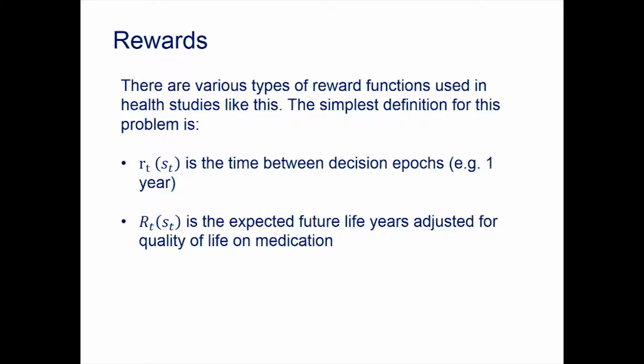I'm not going to turn this into a political talk, but if people have insurance and have access to it, they may care only about their quality of life, length of life, but also quality of life. And so the simplest thing would be to say that the immediate reward is just the time between decision epochs. So if it's annual, you pick up a year for every year you haven't had an event, and then RTFS is the expected future life years, but adjusted for quality of life on medication.